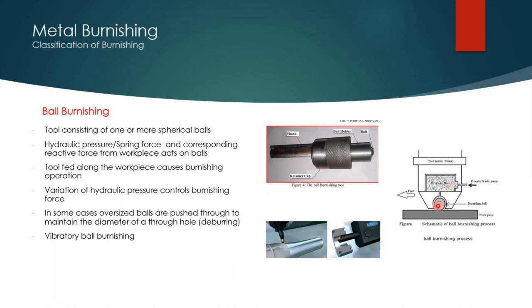In some cases, oversized balls can be used to maintain the hole diameters, similar to the deburring operation that we have just talked about. Also, there is one more variant of ball burnishing called vibratory ball burnishing, wherein the ball burnishing is carried out with some sort of vibration motion assistance. We will see this in the last slide of this presentation: what vibratory ball burnishing is, and how it is used with a practical example.